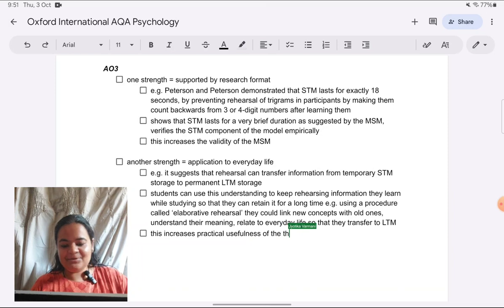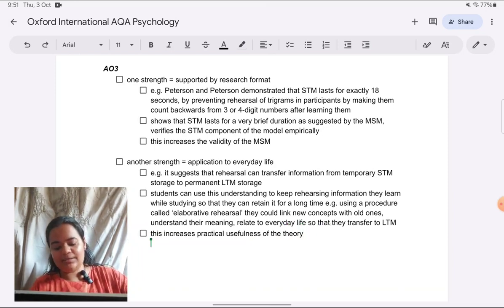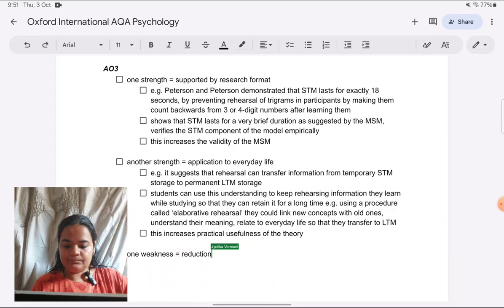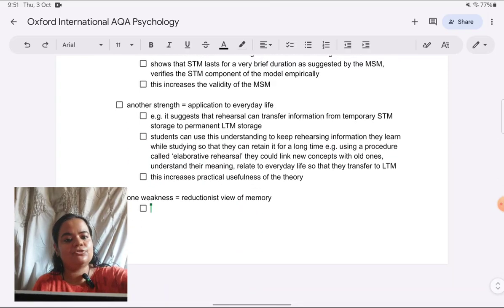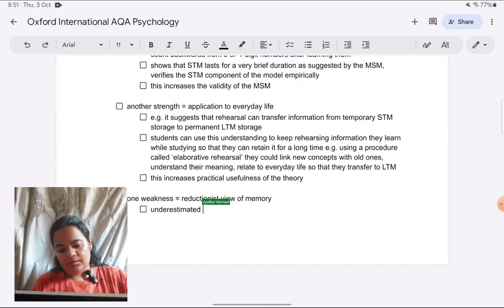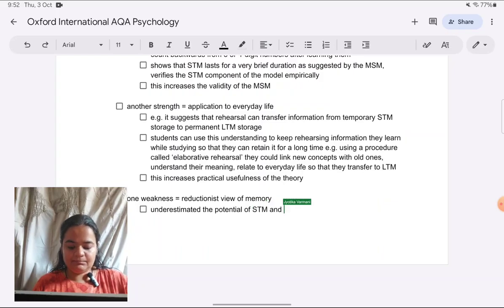Okay, let's quickly come to the weakness. One weakness of the model is that it is very reductionist. It's a reductionist view of memory. Why are we saying that? Because some of the storages which are described can actually be looked into at more length. It has underestimated the value, the potential of STM and LTM.